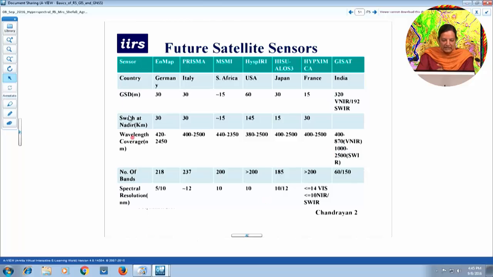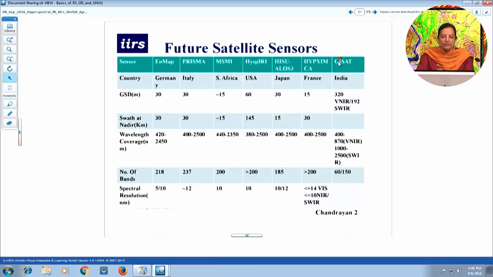Now these are some of the forthcoming or future satellite sensors in hyperspectral areas. They are from different countries, from Germany, Italy, South Africa, US, Japan, France and India, with a variable spatial resolution from 15 to 30 meters to 60 meters, and a coarser one which India is planning from a geostationary platform.